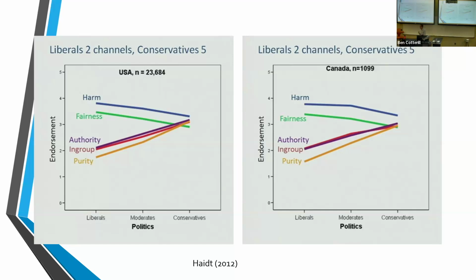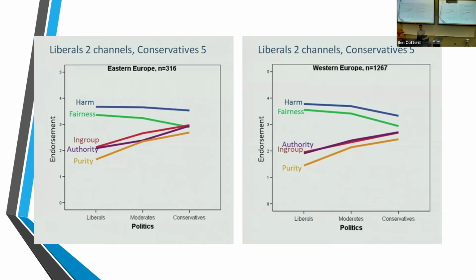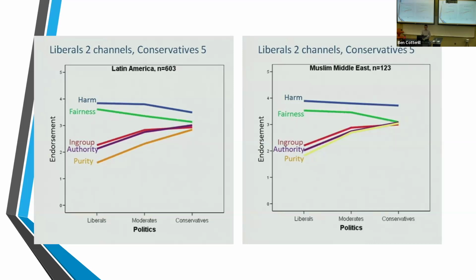Now, the researchers not only found this in the US, but whenever they went to another country and split those on the right versus those on the left, they found the exact same pattern. Here in Canada, again, those on the left put more importance on the first two and less on the other three. The same thing was found in the UK, Australia, New Zealand, Eastern Europe, Western Europe, Latin American countries, and the Middle East as well. Wherever they looked, they were finding the same thing.